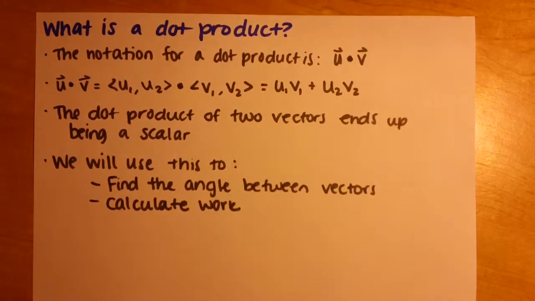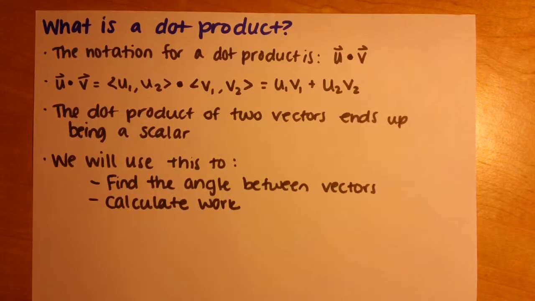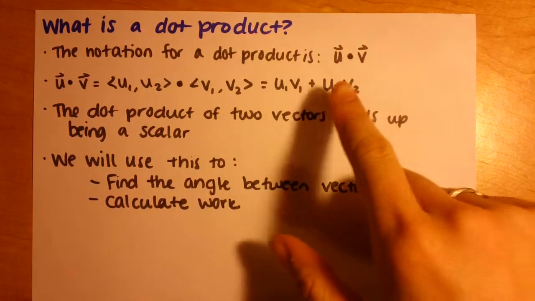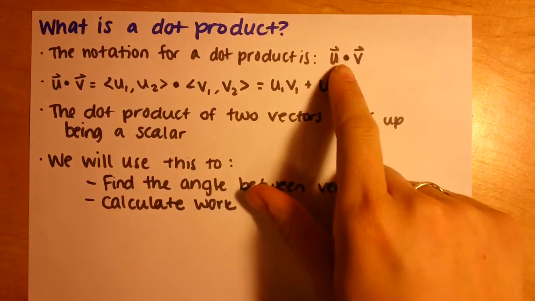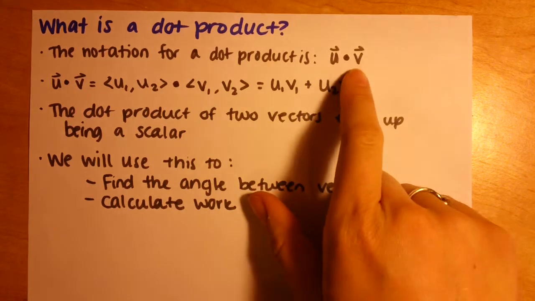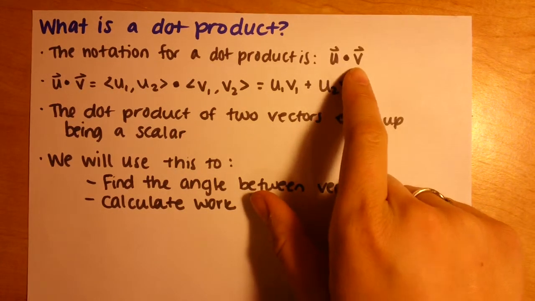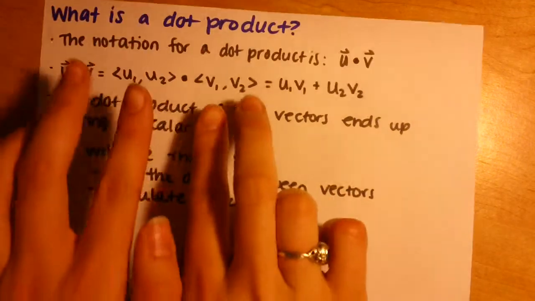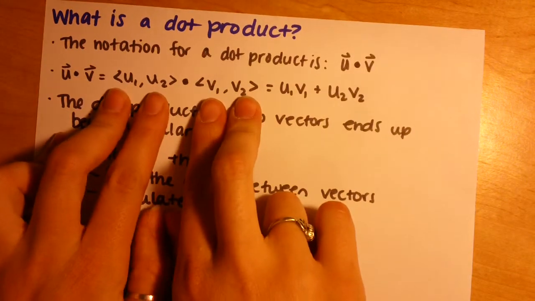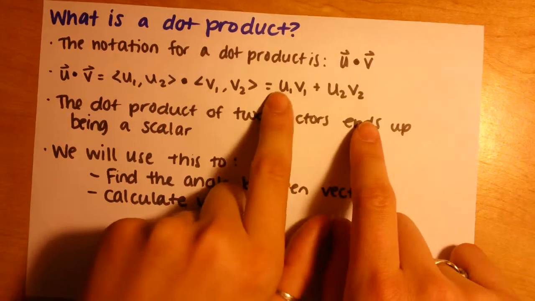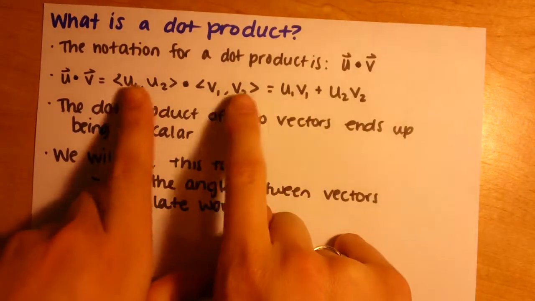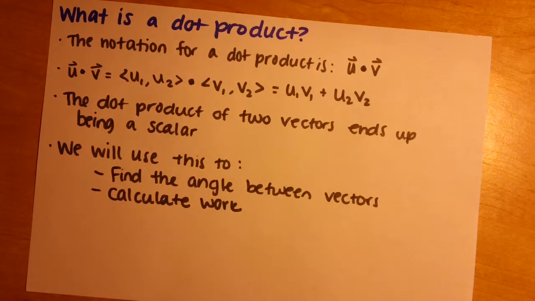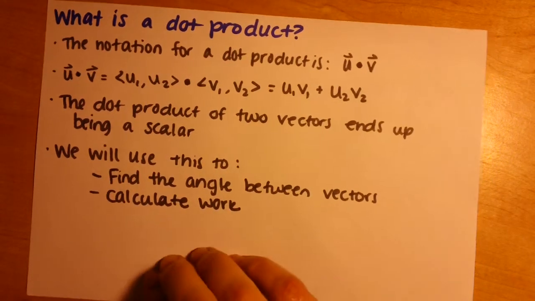In this video, we're going to look at dot products. So, what is a dot product? The notation for a dot product is u, the vector u, with a big black dot, times the vector v. So, u dot v is the same as taking the two vectors and dotting them together. And it's the same as taking u1 times v1 plus u2 times v2. The dot product of the two vectors always ends up being a scalar.